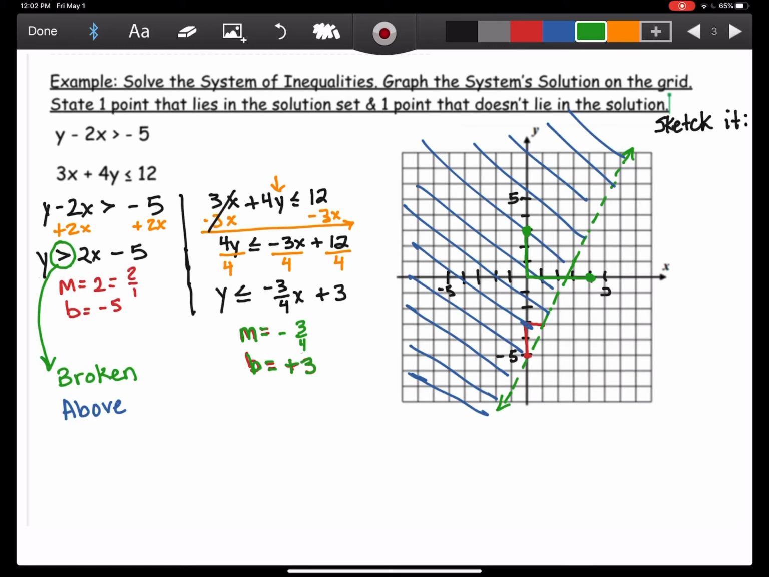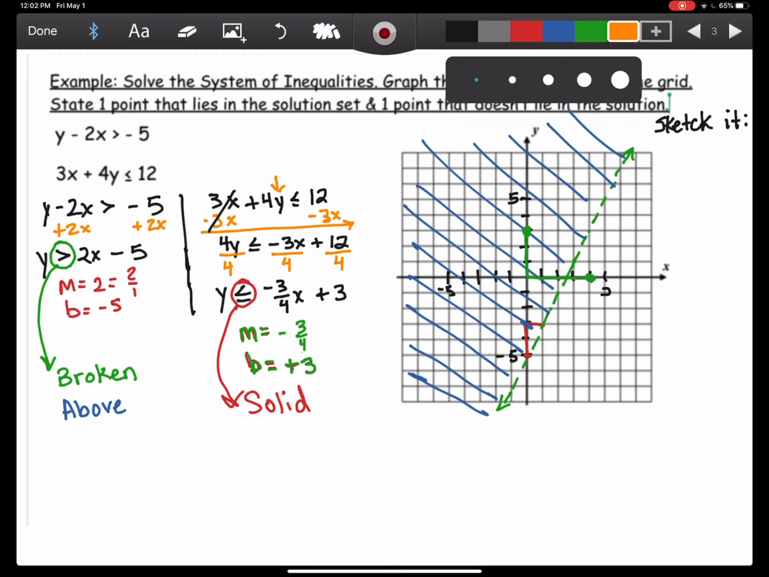Okay. Now we're going to use, let's use red for our line. So we're going to look at this. Bring it down here. Broken or solid? The answer is solid. And are we going to shade above or below? And the answer is below. Okay, solid line. Here we go.